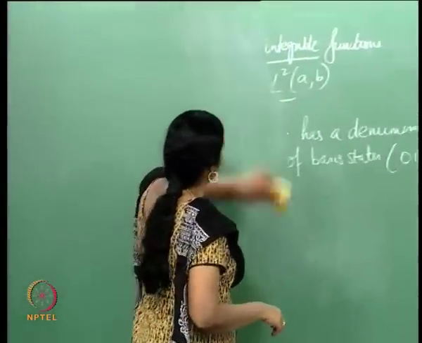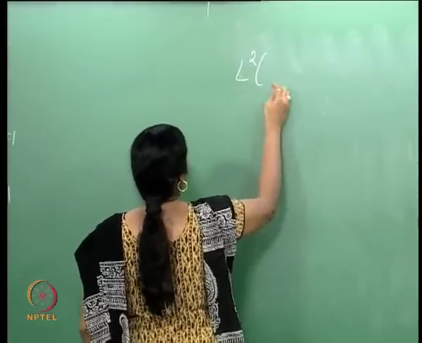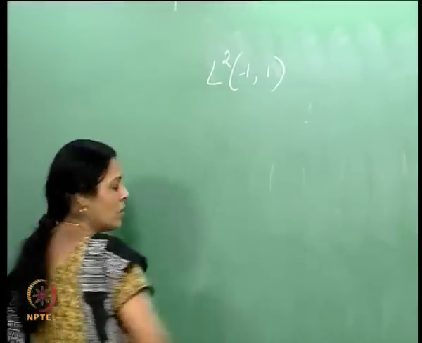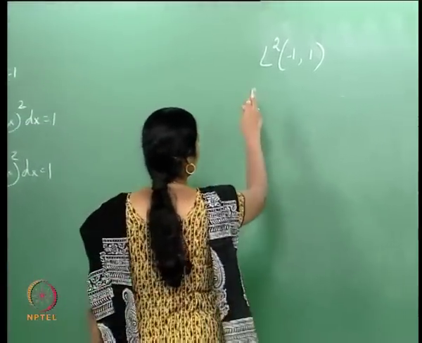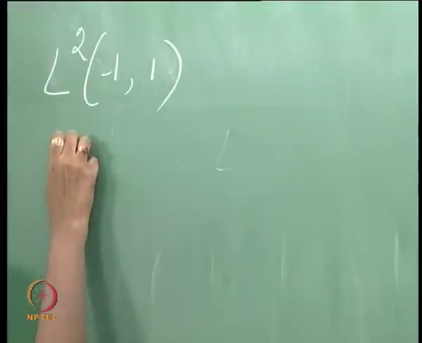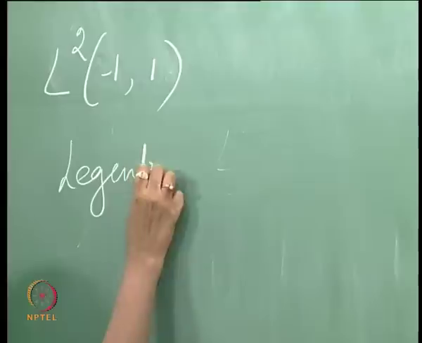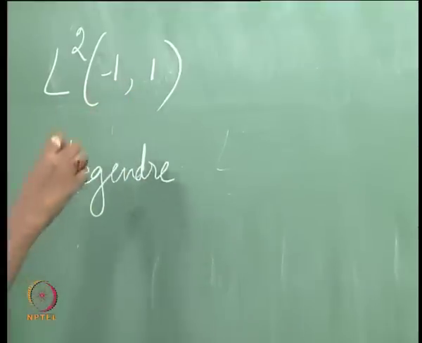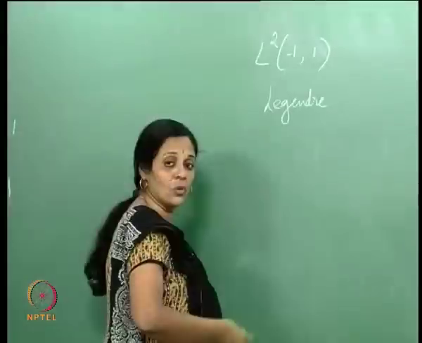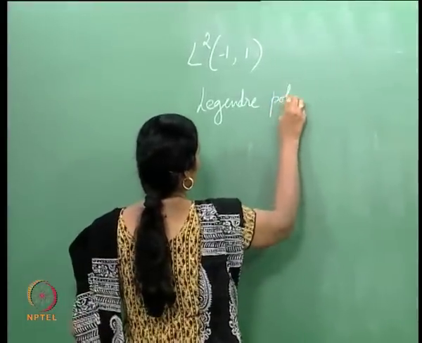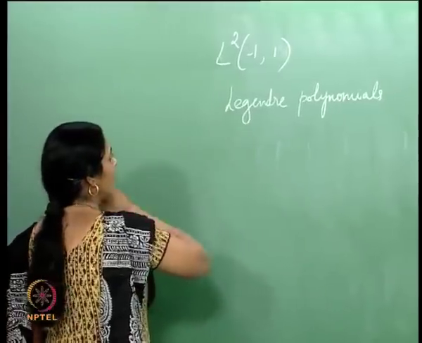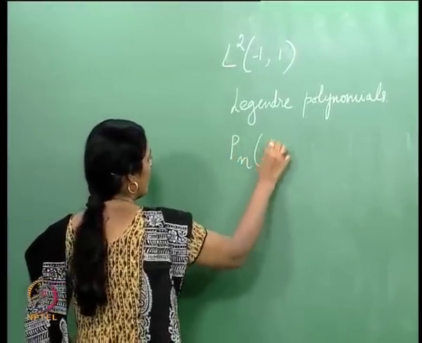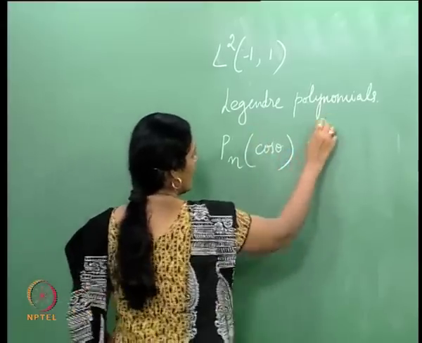Let us look at the next example. Let us consider the space L2 of -1, 1. I did mention this in an earlier lecture. The basis states could well be the Legendre polynomials, because -1 to 1 rings a bell. You could choose x to be cos theta, because cos theta goes from -1 to 1. The Legendre polynomials could be chosen as the basis states. So, these are P_n of cos theta. So, my x is cos theta.